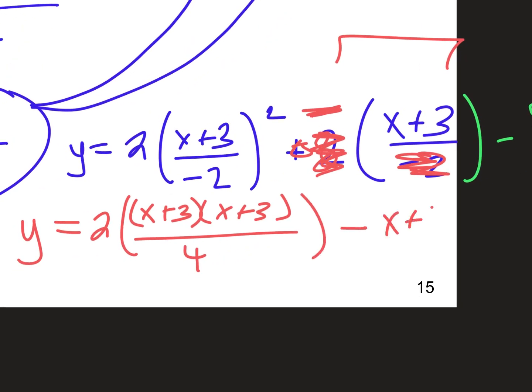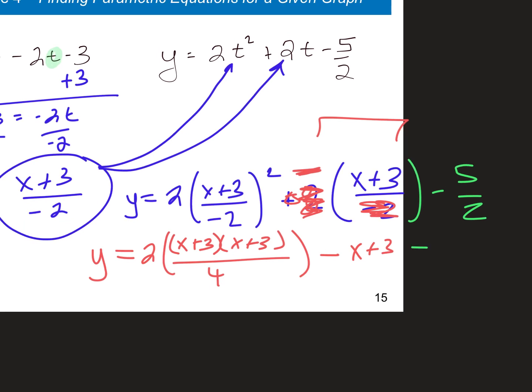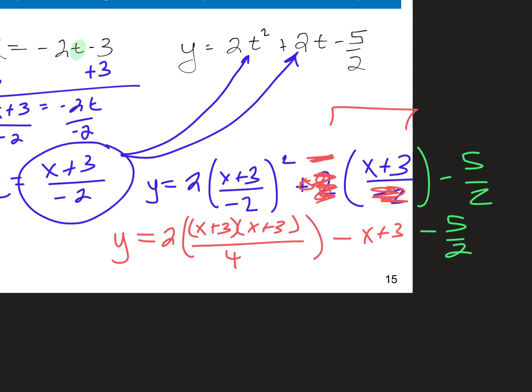Minus x plus 3. Then I have minus 5 over 2. Yeah, well, I should keep that in parentheses. That's what I meant to say I was going to do.